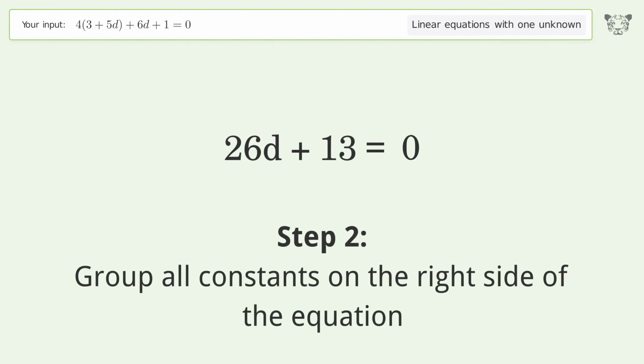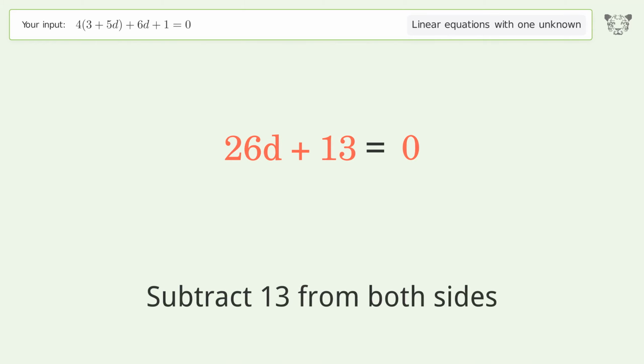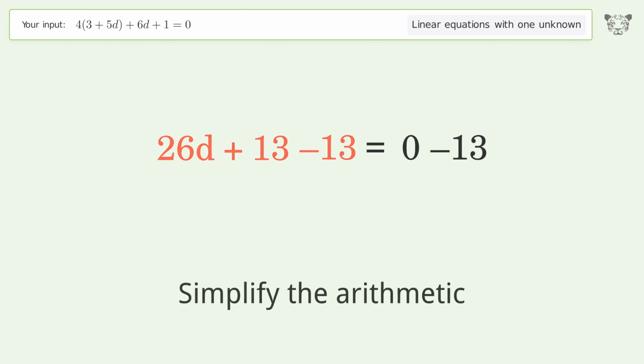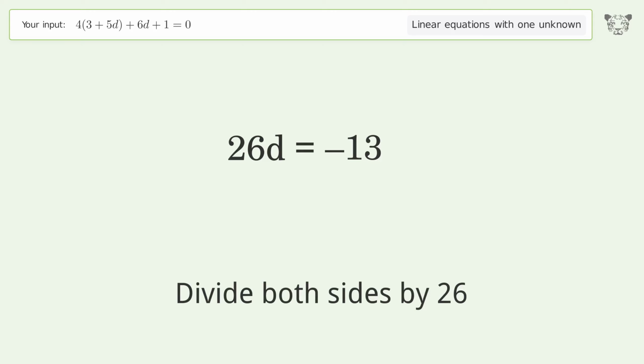Group all constants on the right side of the equation. Subtract 13 from both sides. Simplify the arithmetic. Isolate the d. Divide both sides by 26.